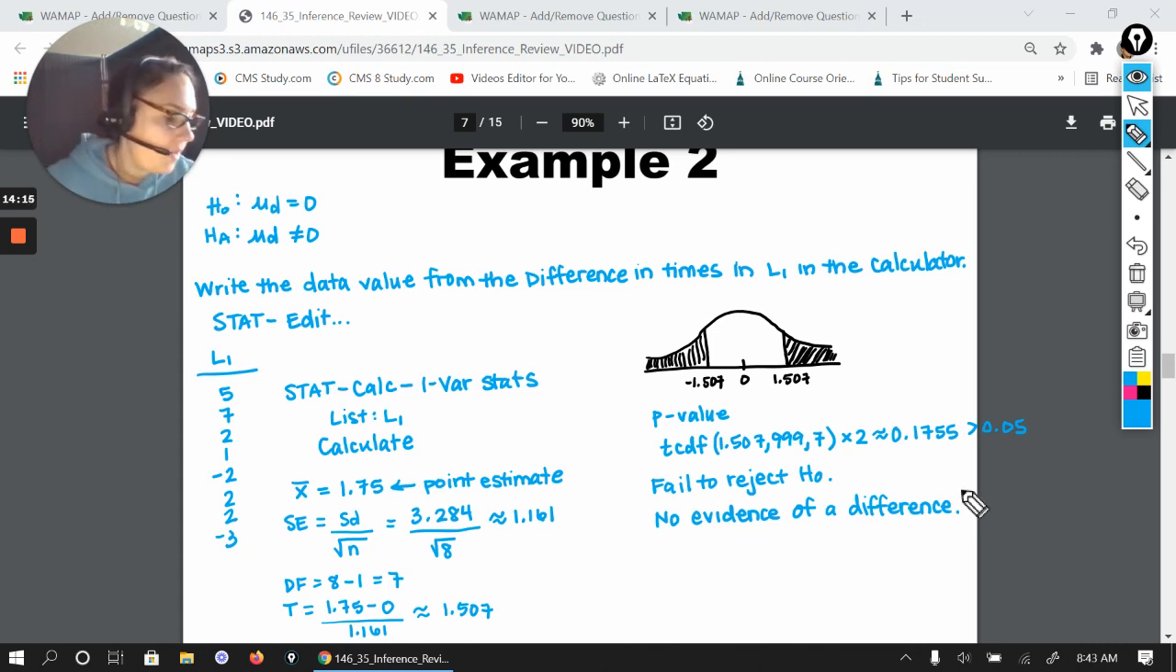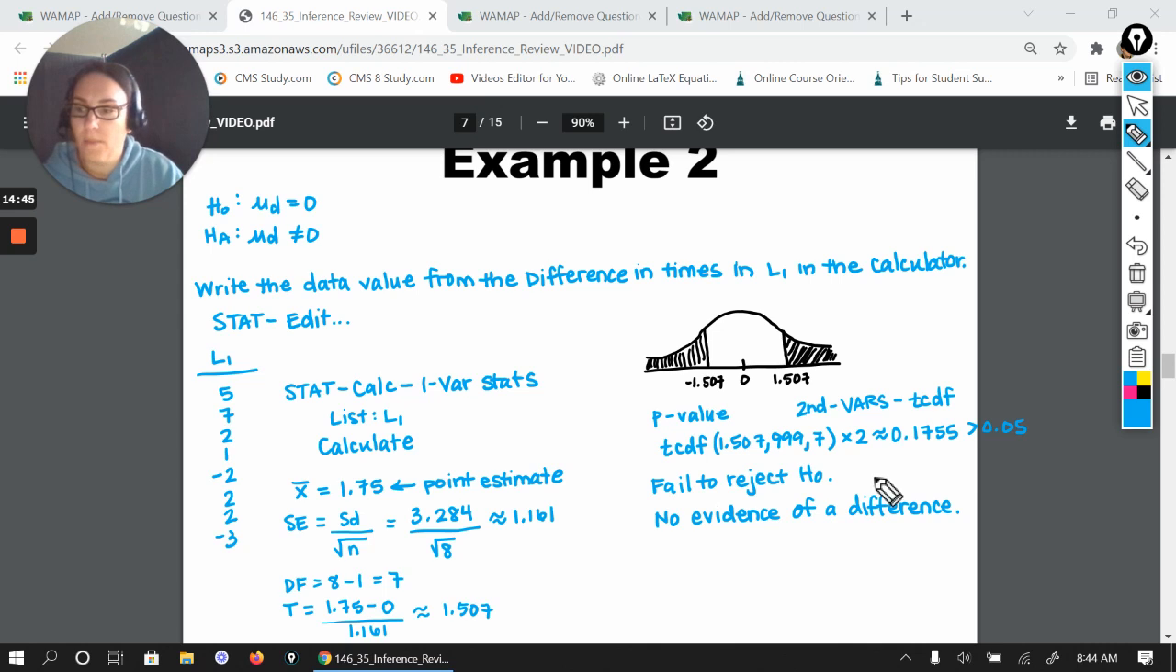Okay, and then just as a reminder, if you forgot where to find tcdf, you would go to second vars and then choose the tcdf from that menu. I wanted to make sure and put that in there.